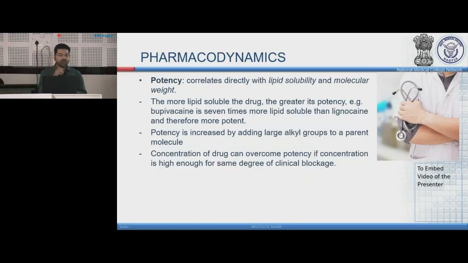In pharmacodynamics, potency correlates directly to lipid solubility and molecular weight. The more lipid soluble the drug, the more will be its potency. For example, bupivacaine is 7 times more lipid soluble than lignocaine and has more potency. Potency is increased by adding a large alkyl group to a parent molecule. So, the higher the molecular weight, the higher will be the potency.